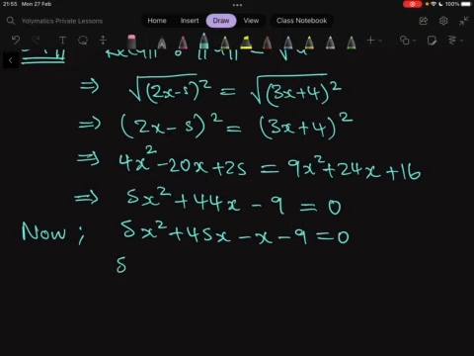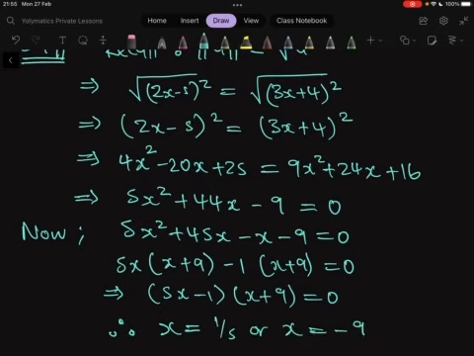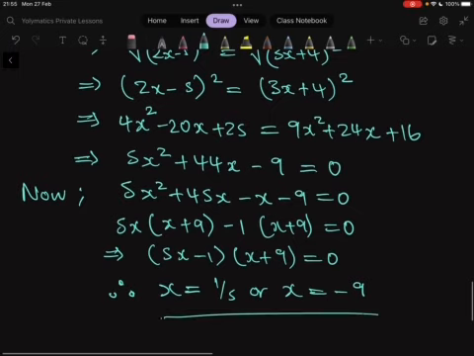Then if I pull out 5x in the first bracket, I'll get x plus 9. Then if I pull out minus 1, I'll get x plus 9, all equal to 0. So from here I can see that I have 5x minus 1 and x plus 9 equals 0. So therefore, what is x? x is equal to 1/5, or x is equal to minus 9. So we see that these are our solutions.